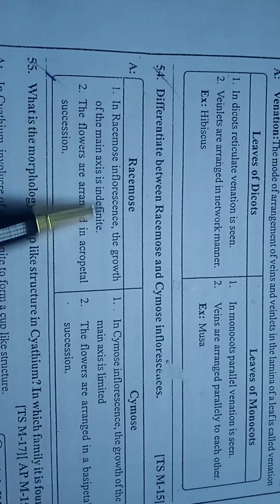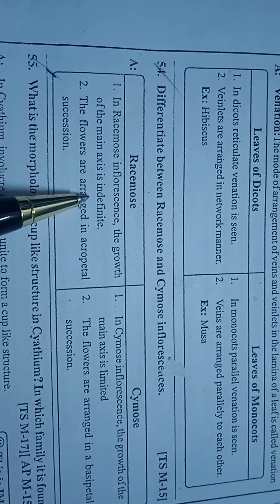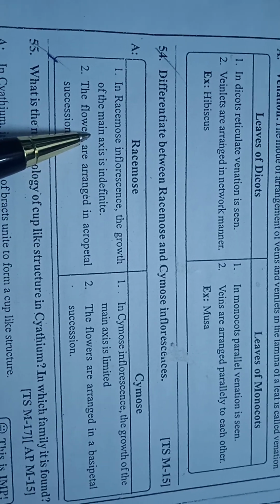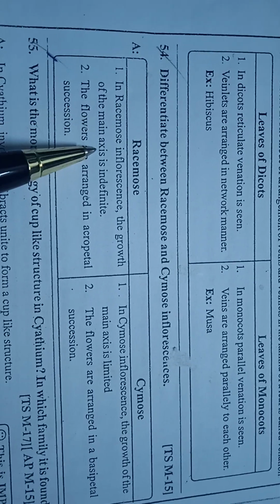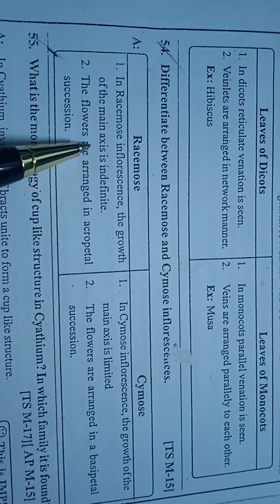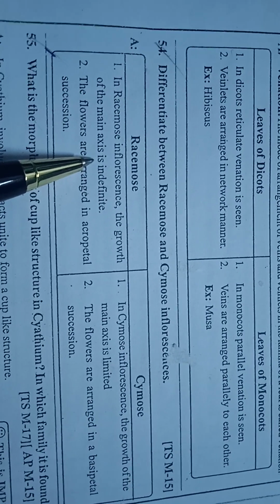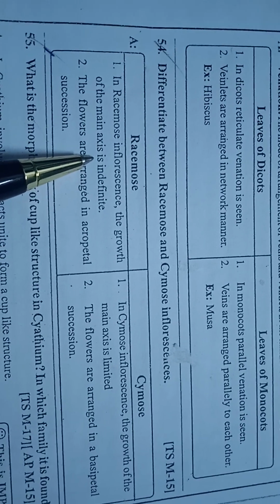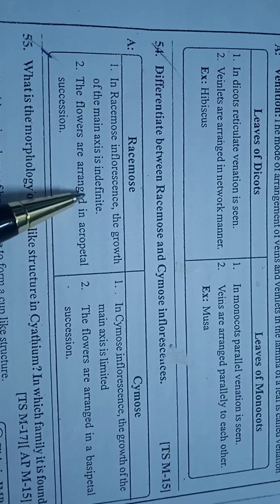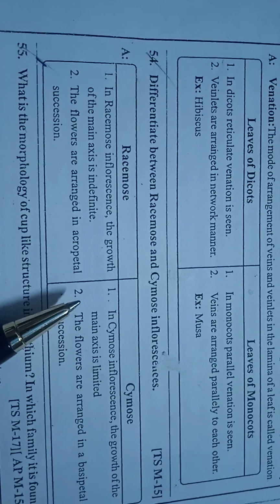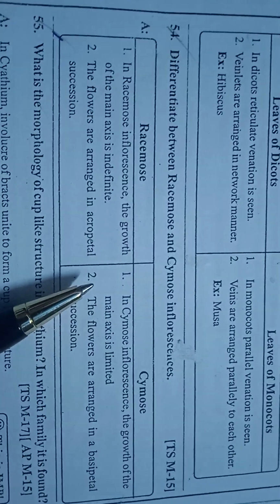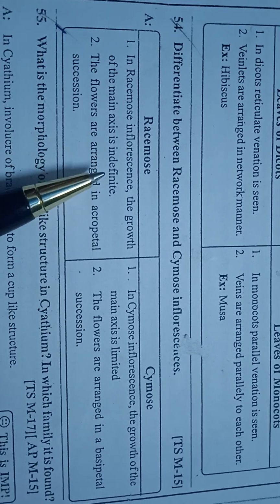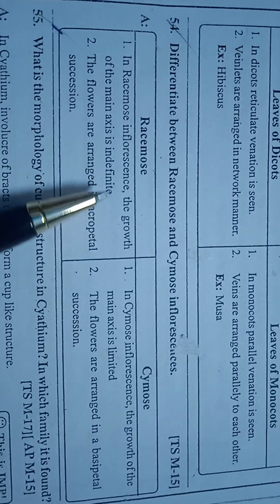In racemose inflorescence, the growth of the main axis is indefinite. The main axis means stem. The growth of the stem is indefinite, meaning it doesn't have any limit. It grows in an unlimited way. It doesn't stop. Indefinite means it doesn't have any end point. It grows as much as it wants.